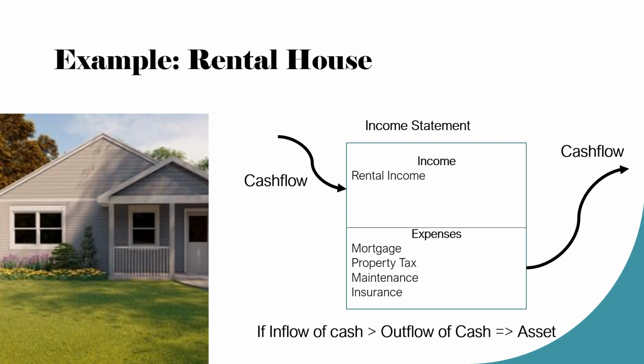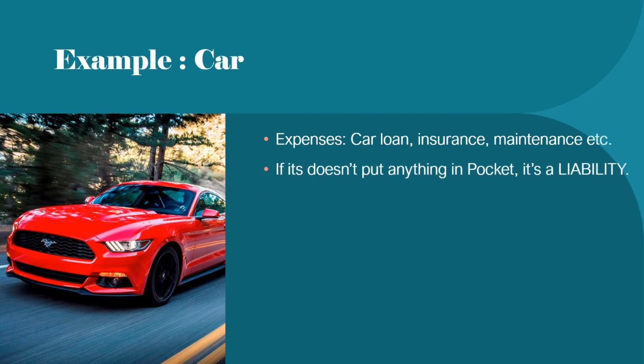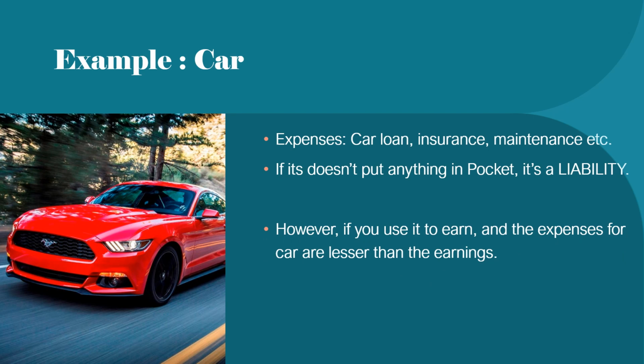Now with a car, you have expenses such as car loan, insurance, maintenance, etc. If your car does not put anything in your pocket or help you generate cash inflow, then it would be a liability. However, if you use your car to earn and the money you earned is more than the expenses for your car, you add it to your asset column. We can make a similar income statement for your car as we did for the house.